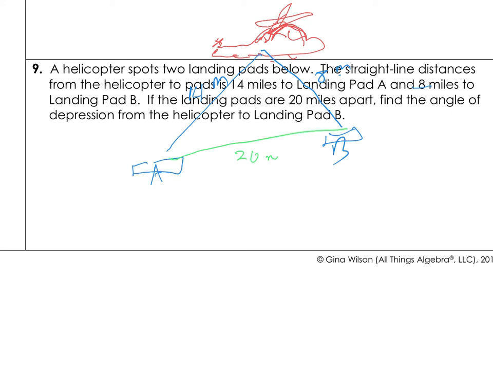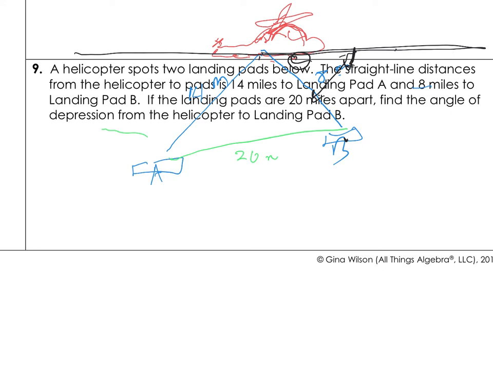And find the angle of depression from the helicopter to landing pad B. Well, we haven't looked at angles of depression in a long time. Let me remind you what angle of depression would have been. I'm going to draw a straight line with this helicopter. There's that straight line horizontally, and someone is looking down at the landing pad. That's the angle they're talking about right here. And they said, find the angle of depression. Well, goodness gracious, that angle is not even in the triangle. How am I going to find it?